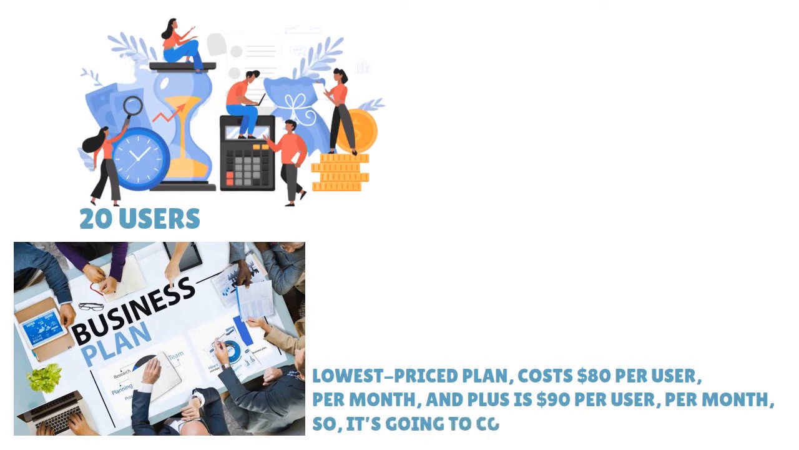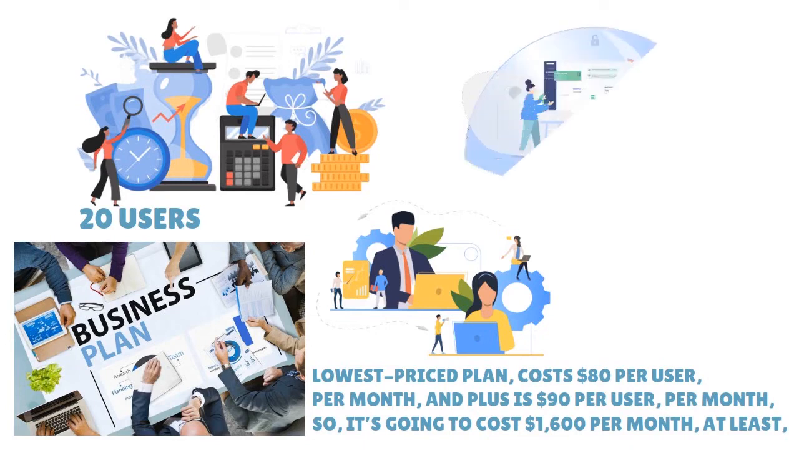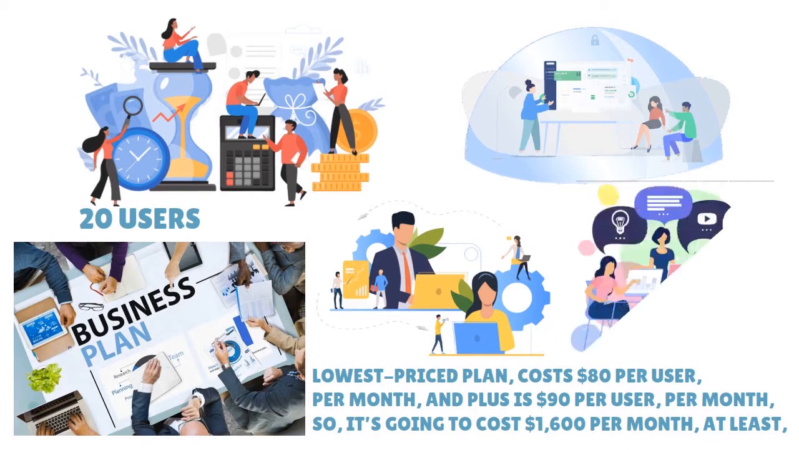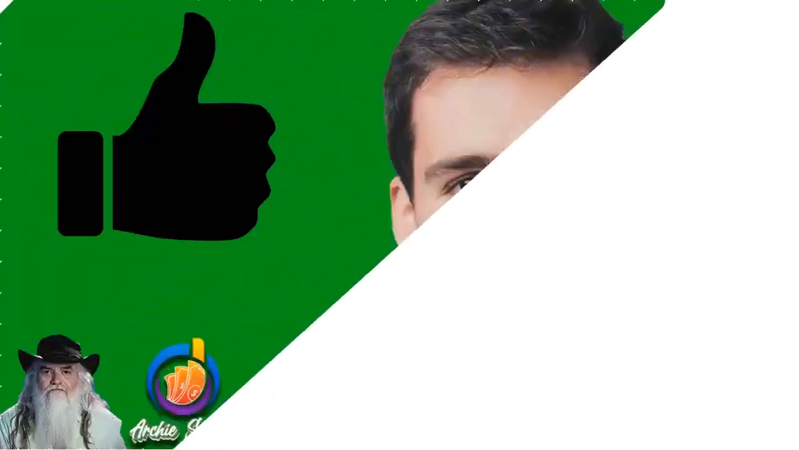So it's going to cost you $1,600 per month at least, which puts this software out of reach for most small businesses. Okay, no doubt. And so Achieve It is a great choice for large businesses that need planning software and for business plan purposes. And it makes most sense for established consultant groups. So what are the pros and cons here?